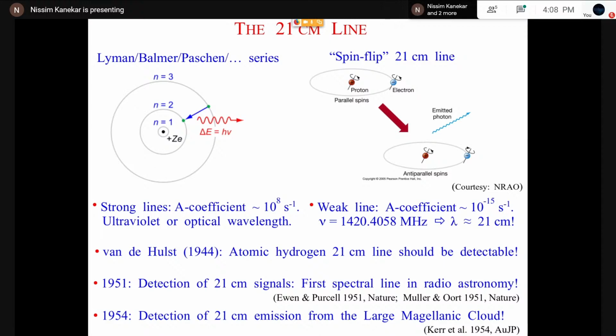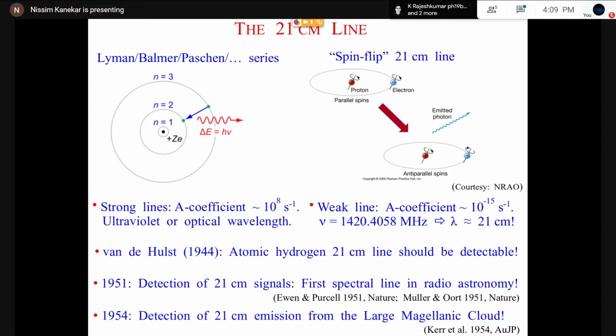On the other hand, the 21 centimeter line is an extremely weak line. The Einstein A coefficient is 10^-15 per second. So it's 1 part in 10^15. And what this means is that a hydrogen atom in the upper state will sit there for about 10 million years before transitioning to the ground state. And this makes the line extremely weak. The frequency, as I said, is 1420.4058 megahertz.